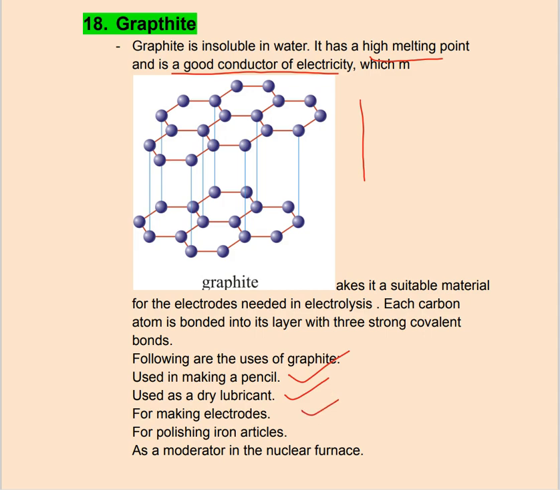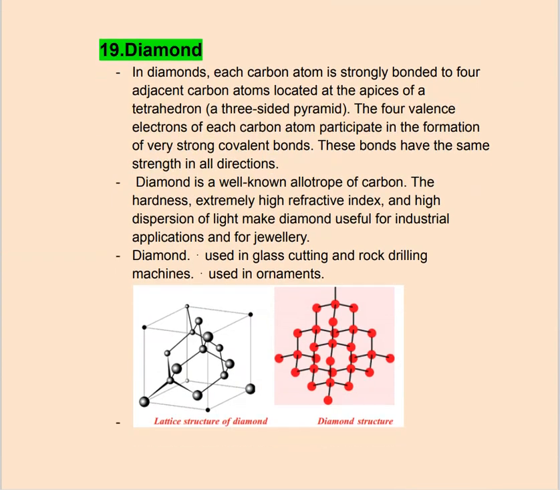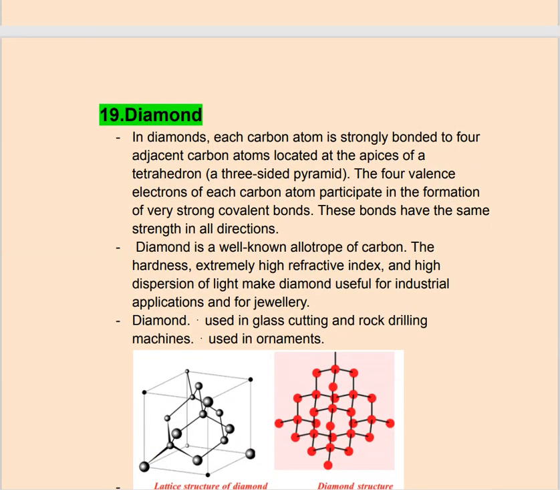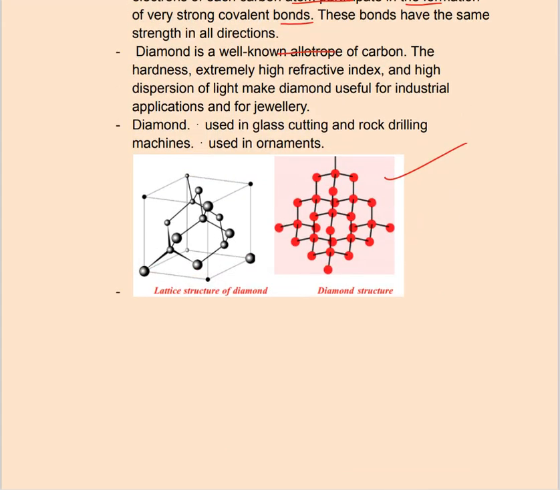Okay. Next is diamond. Diamond has four strongly bonded adjacent carbon atoms located at the apex of a tetrahedron. This is the tetrahedron. You can see, a well-known allotrope of carbon. The four valence electrons of each carbon atom participate in the formation of very strong covalent bonds. So this is the formation of the diamond structure.